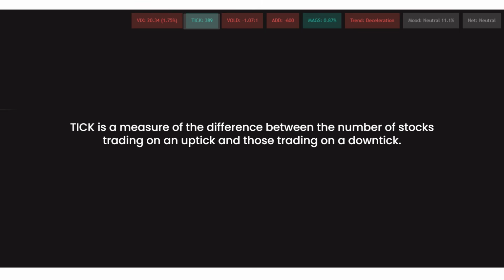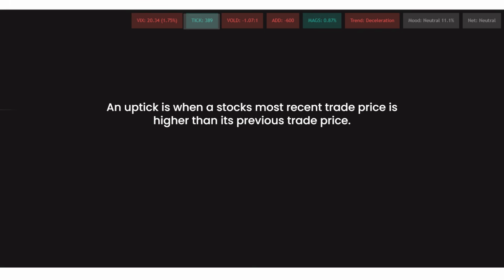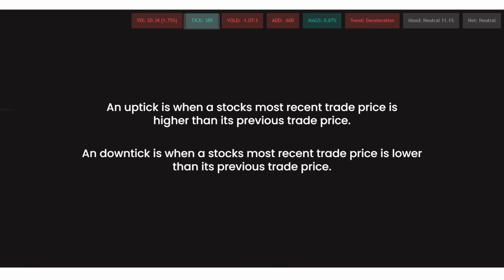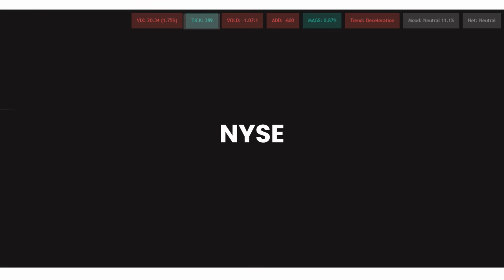Cumulative tick measures the difference between the number of stocks trading on an uptick versus those trading on a downtick. An uptick is when a stock's most recent trade price is higher than its previous trade price. A downtick is when the most recent trade price is lower than its previous trade price. Tick, like other market internals we'll cover, is based on the New York Stock Exchange, which includes roughly 2,800 stocks.